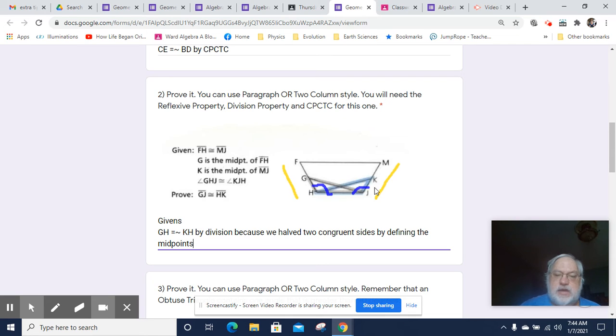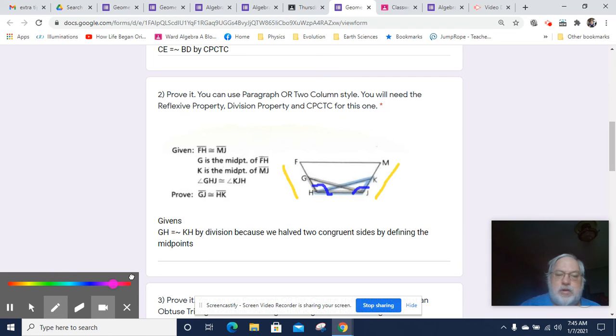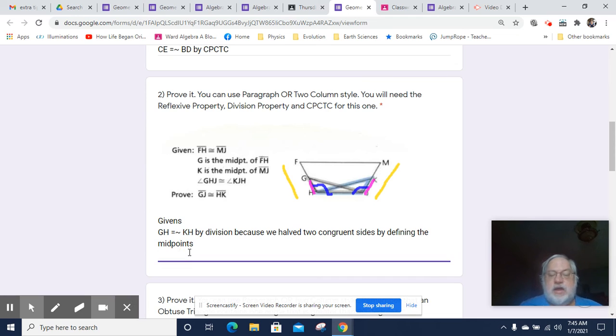Okay, so we said G is the midpoint of this. We said K is the midpoint of this. So that means that KJ and GH are half of two congruent sides. So the quotients are also congruent. We know this angle is congruent. Now, if we could just get this side, so let me actually label the new congruent piece. We know that this is congruent to this. And now, if we could prove that this side is congruent to itself, which we can by reflexive, then we will have a side angle side proof. So we can now say that HJ is congruent to HJ by reflexive property.